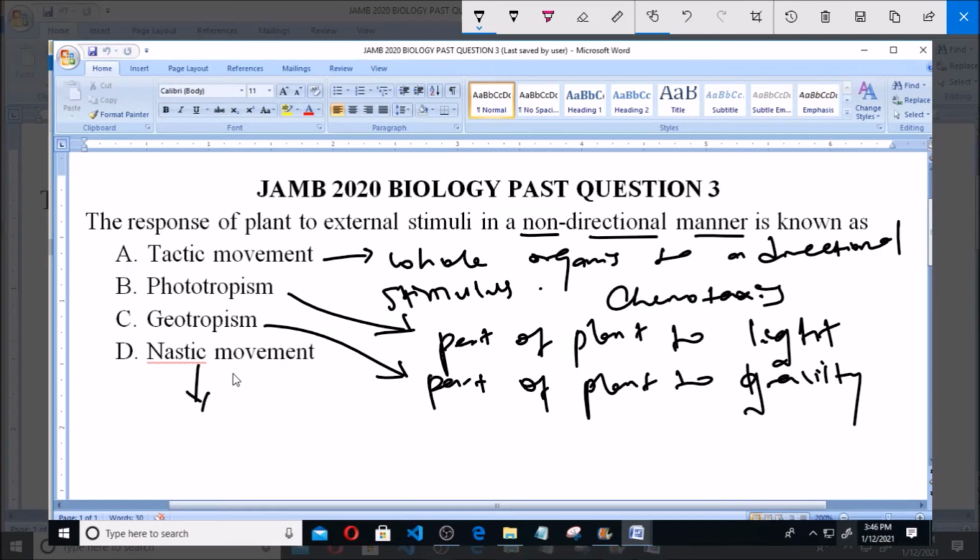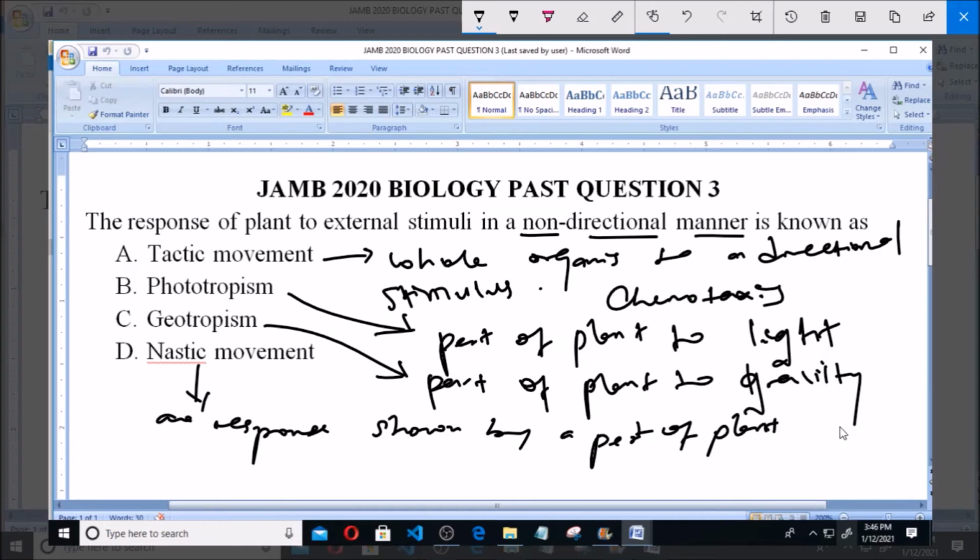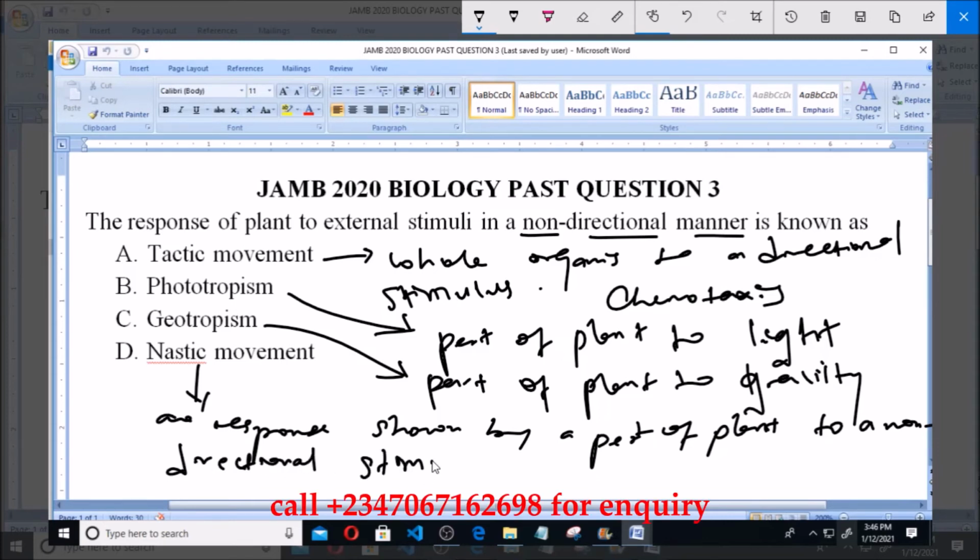Then now, nastic movements are responses shown by a part of plants to a non-directional stimulus. Now, this stimulus might include light intensity, temperature, or humidity.